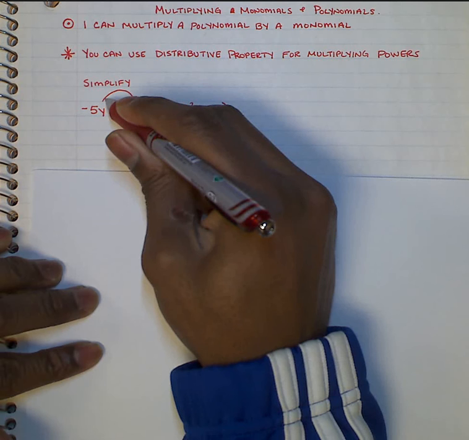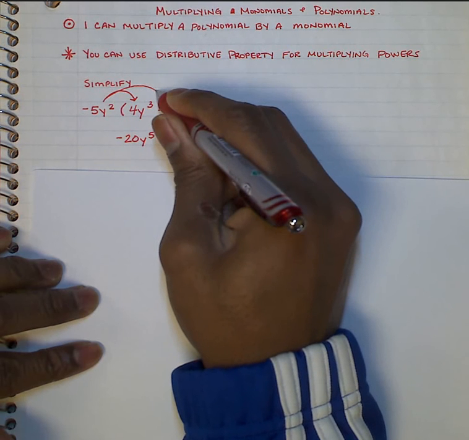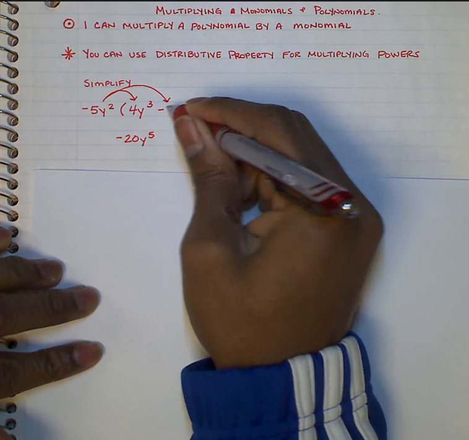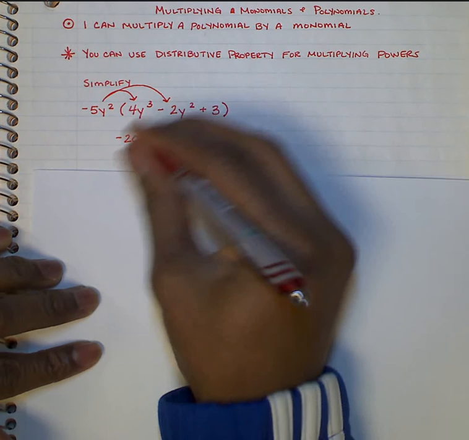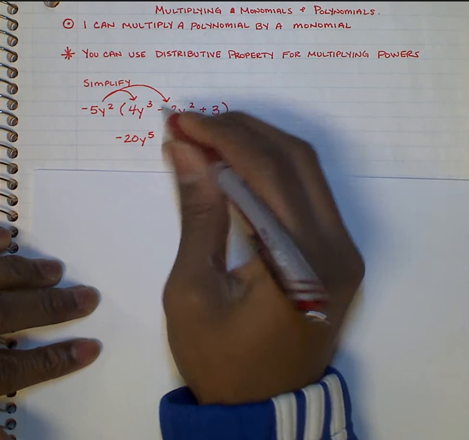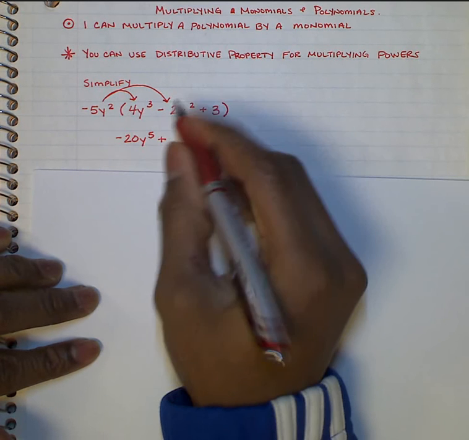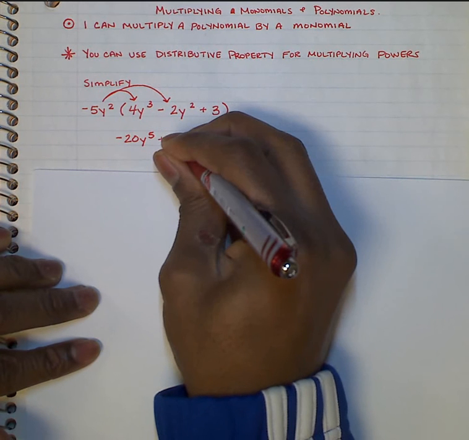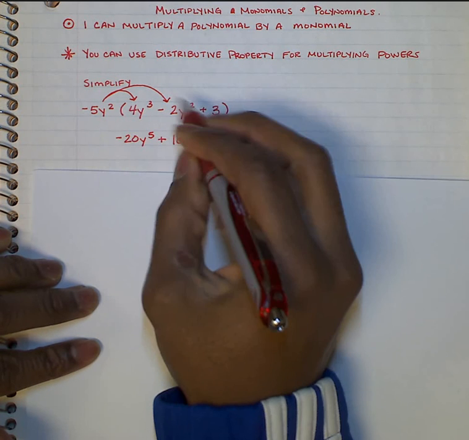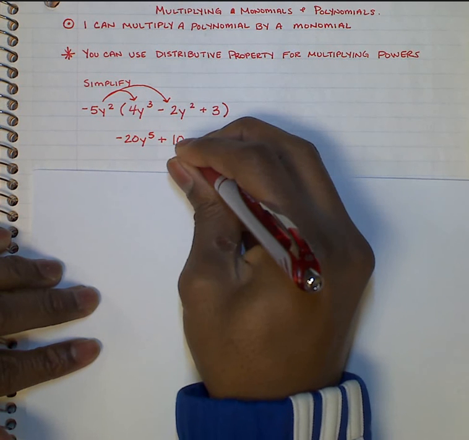We'll multiply negative 5y squared times negative 2y squared. A negative times a negative, we'll change it to positive. 5 times 2 is 10. y squared times y squared gives us y to the fourth, so 2 plus 2 is 4.